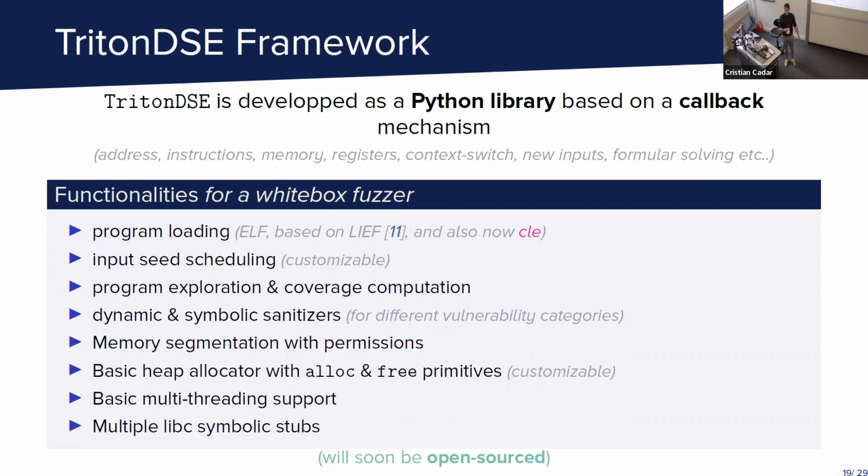So this is what we are doing with Triton DSE: the exploration, the program loading, all the things that make it closer to Manticore or KLEE or these kinds of symbolic executors. It also allows us to do some experiments. We have our own heap allocator so that we can play with that. We are doing some basic multi-threading support to be able to schedule threads the way we want. And obviously, we also have to implement all the symbolic stuff to do that. Hopefully, it will be open source soon, because we have no good reasons to keep it internal.